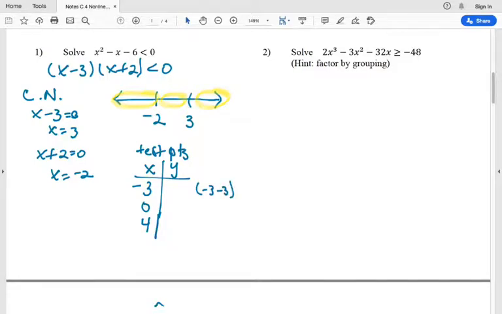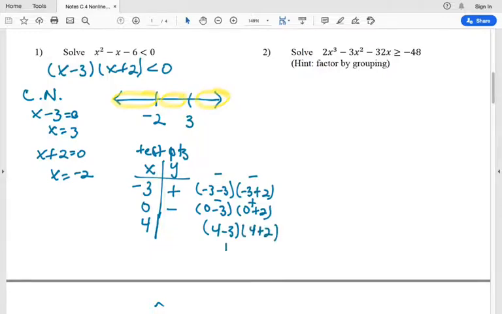So -3 minus 3 times -3 plus 2. That gives me a negative value times a negative value, which is a positive. When I plug in 0, I get a negative times a positive, which is negative. And then when I plug in 4, I get a positive times a positive, which is going to give me a positive. So it's positive on this interval, negative here, and positive here.